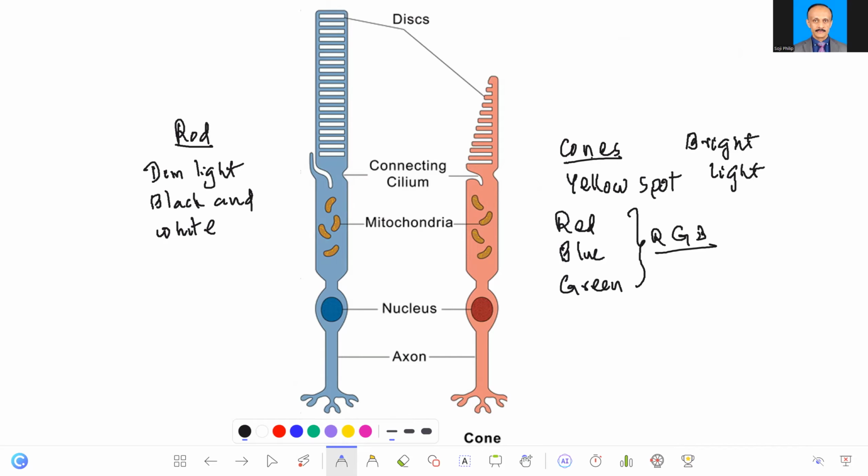Cones are on almost all of the retina, but less in number. Most cones you find in the yellow spot. And there is a spot on the retina known as the blind spot. On the blind spot, you don't see either cones or rods.